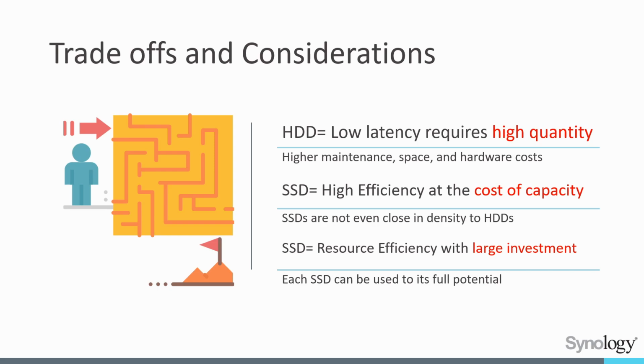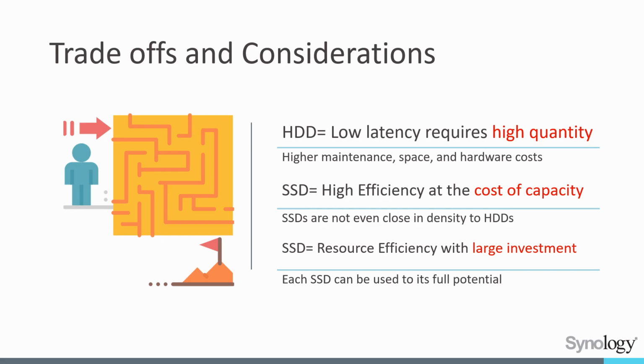But the trade-off there is you have ballooning maintenance costs as you add more drives as well. So you have higher maintenance costs, space costs, hardware costs, all across the board. The costs are multiplied based on how many drives you add. But if you go with SSDs, you get high efficiency, but you lose some capacity because a lot of SSDs are not even close to the density of hard drives. They're definitely converging that way. But as it stands, most drives available today in the mainstream are not close to hard drives' max capacity.